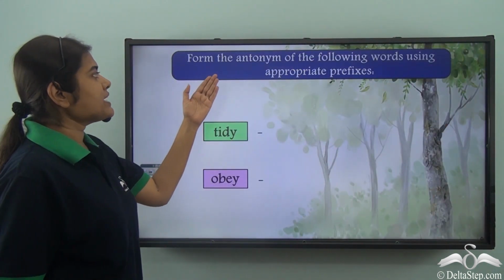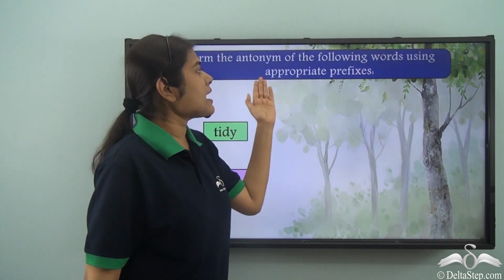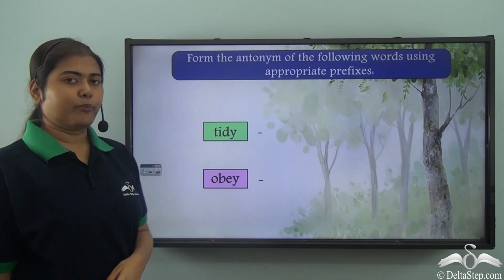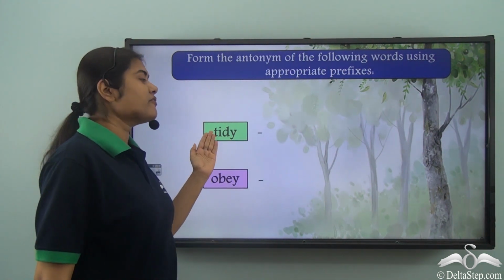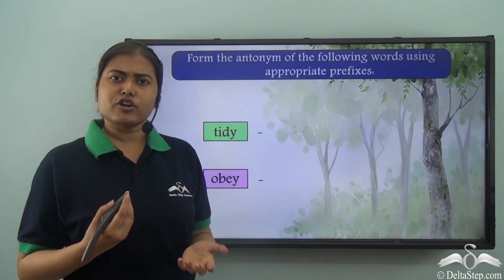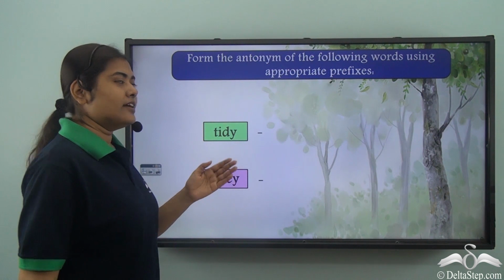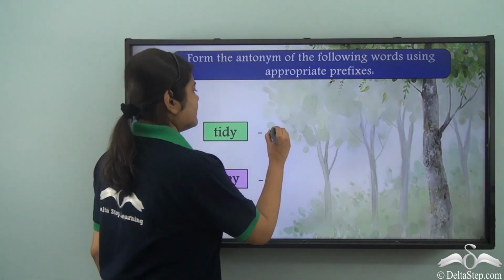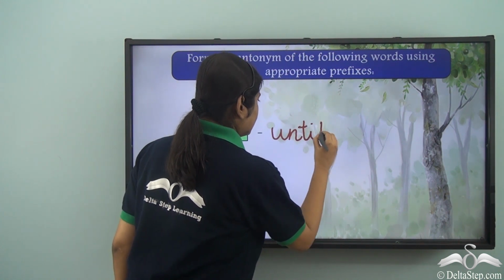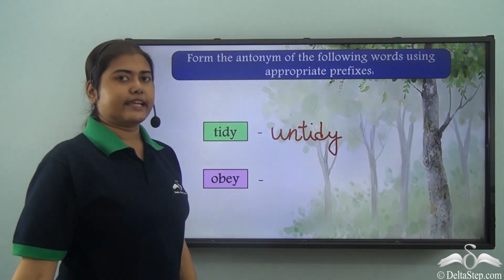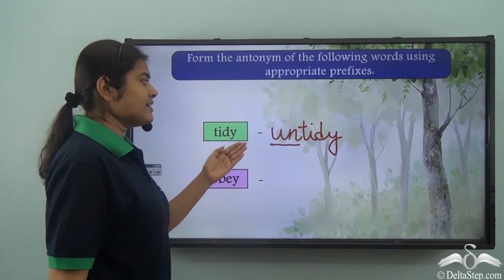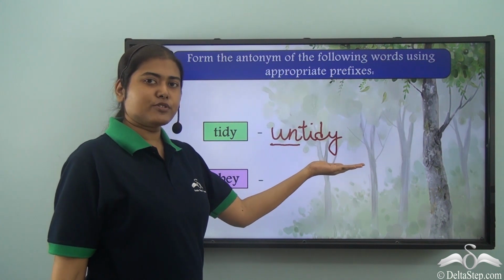Can you now form the antonym of the following words using the appropriate prefixes? What are the words? Tidy and obey. So what would be the antonym of tidy? If I have to form the antonym using a prefix only, what prefix do we use? Well, the opposite of tidy is untidy. So we have used the prefix un before tidy and we get untidy, which is the opposite.